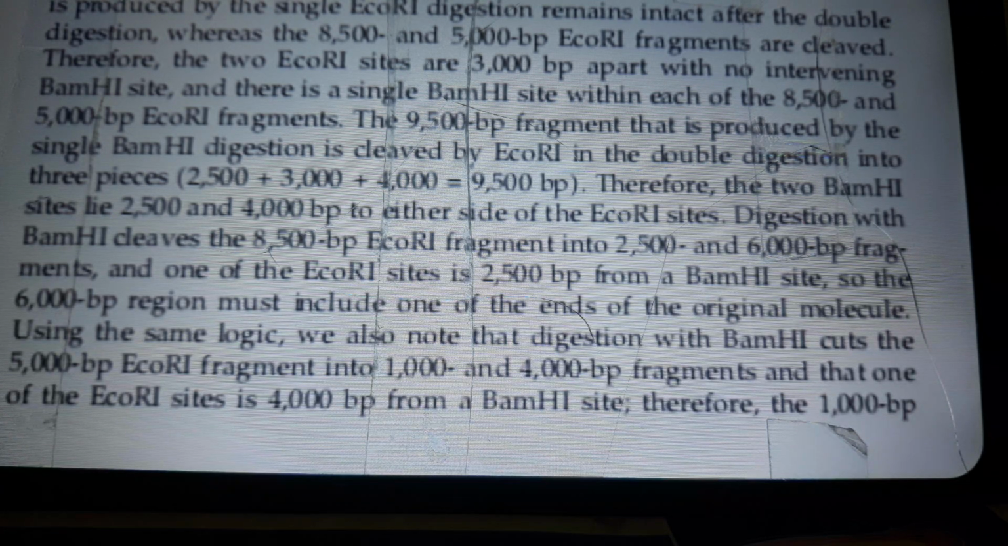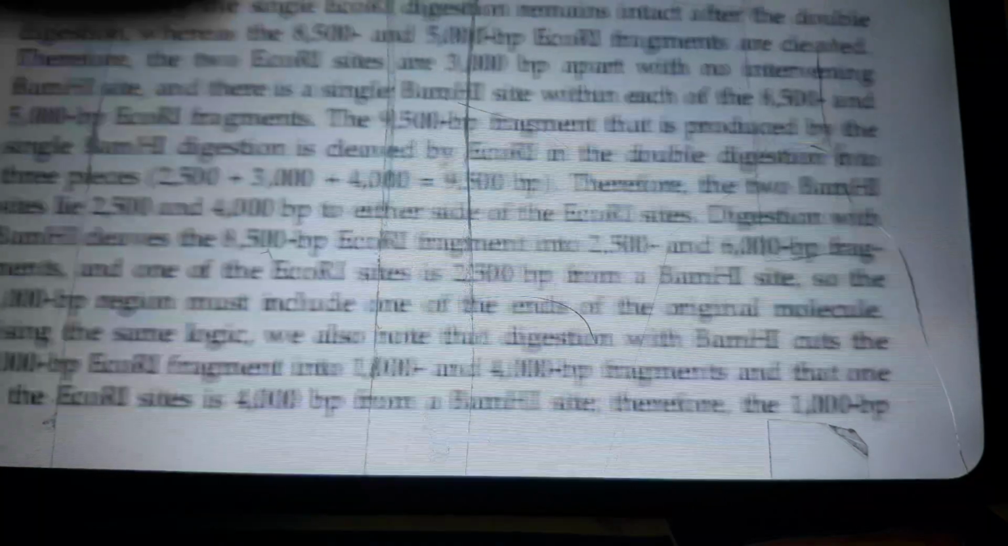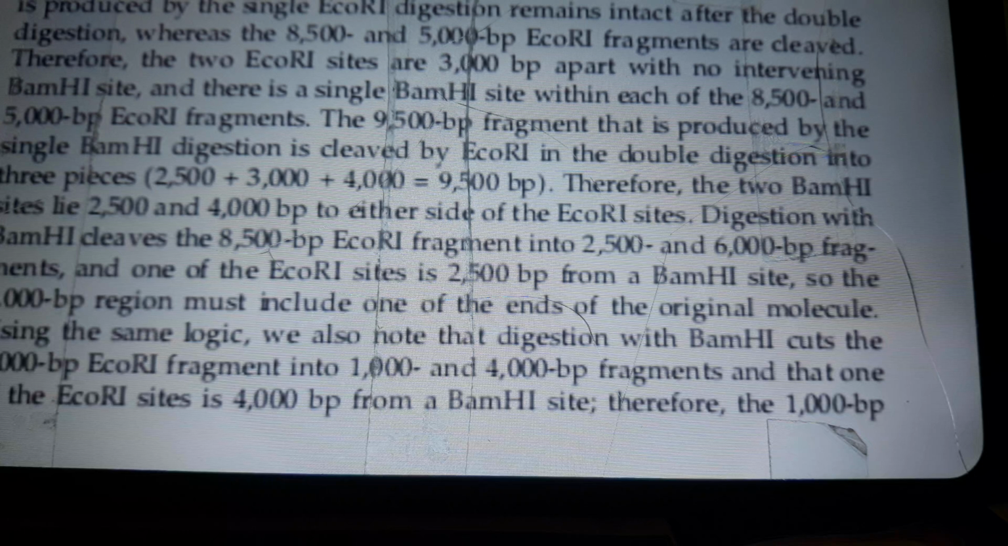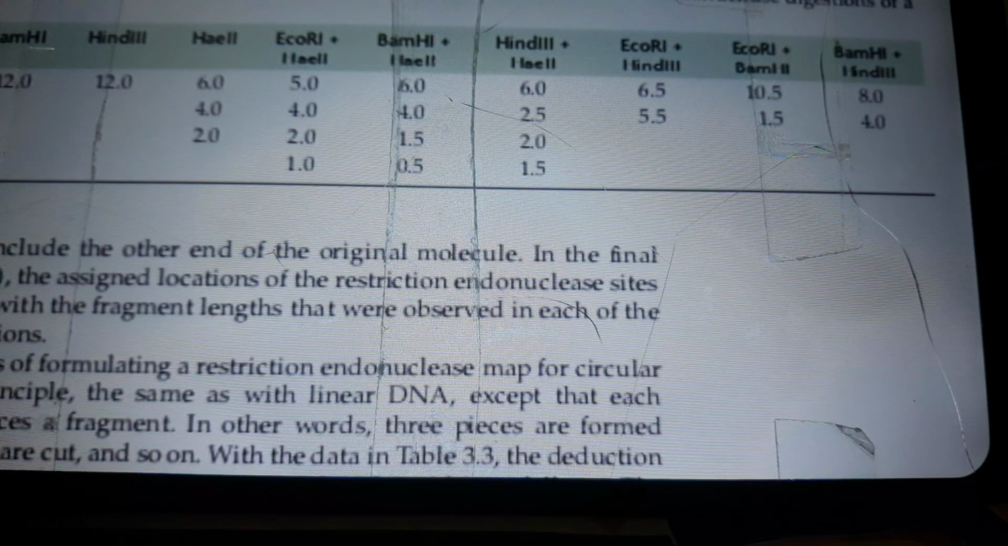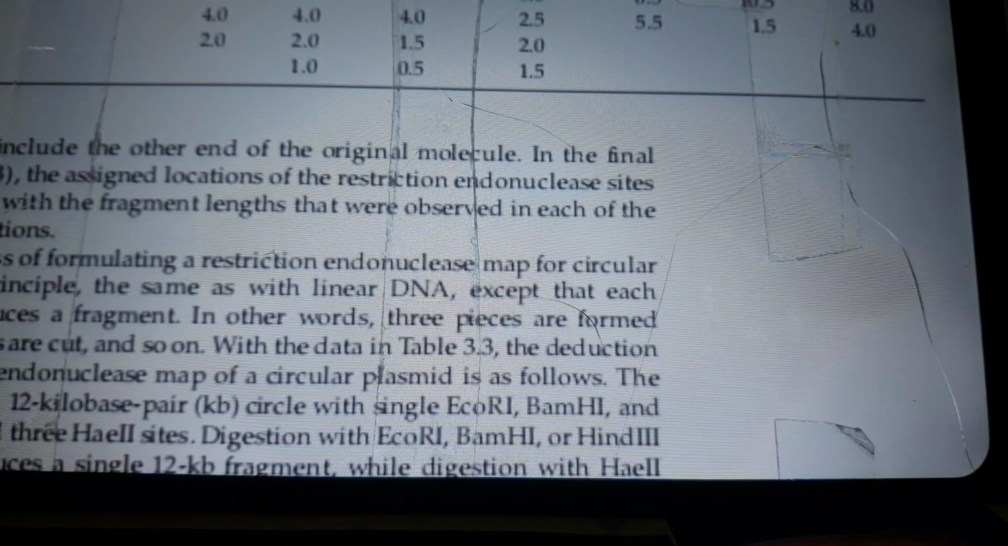Using the same logic, we also note that digestion with BamHI cuts the 5000 bp EcoRI fragment into 1000 and 4000 bp fragments, and that one of the EcoRI sites is 4000 bp from a BamHI site. Therefore, the 1000 bp region must include the other end of the original molecule. In the final map, figure 3.5, the assigned locations of the restriction endonuclease sites are consistent with the fragment lengths that were observed in each of the digestion reactions.